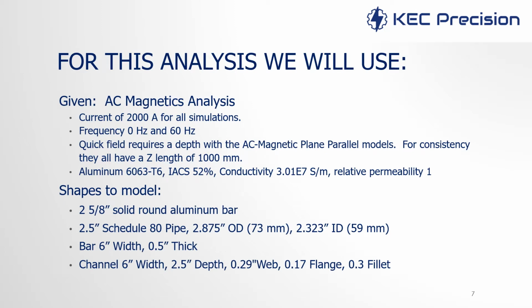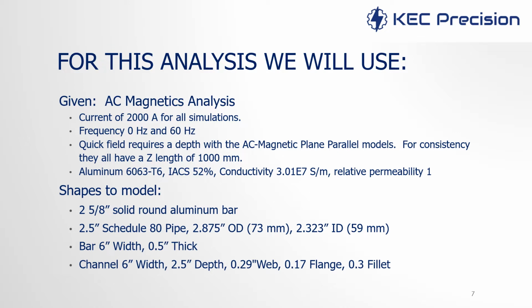Anytime I perform an analysis, I like to start by stating the given. It's 2000 amps, at frequencies of 0 and 60 Hz. QuickField requires a depth with the AC magnetic plane parallel models. We're going to use 1000 millimeters, and the conductor is aluminum 6063. 52% conductivity is 3 times 10 to the 7 Siemens per meter, and the relative permeability is 1.